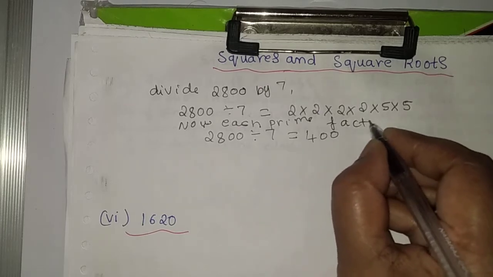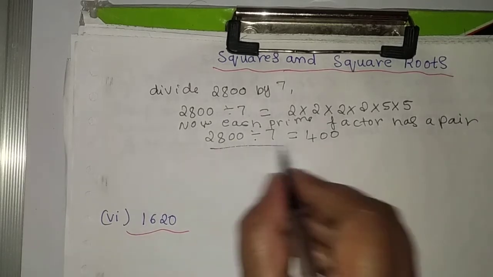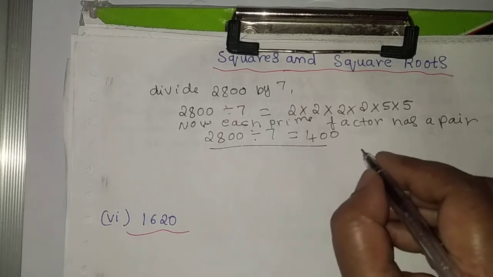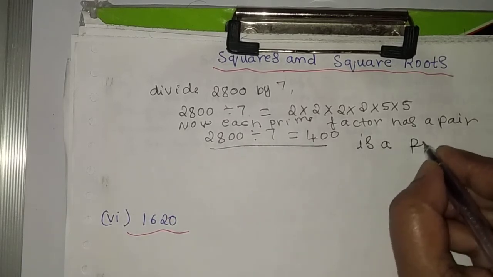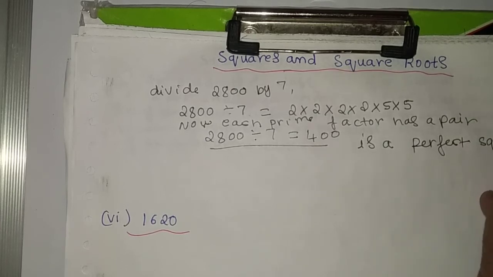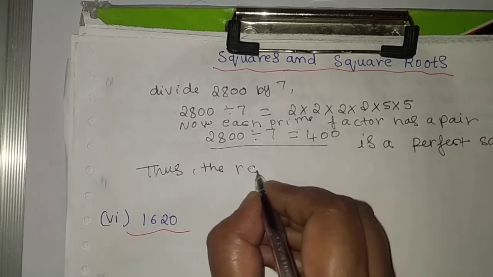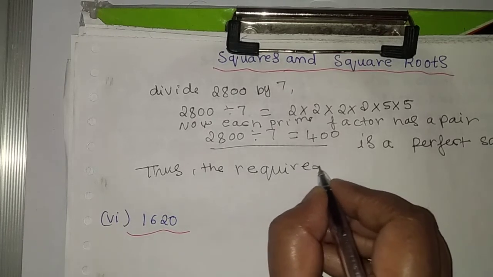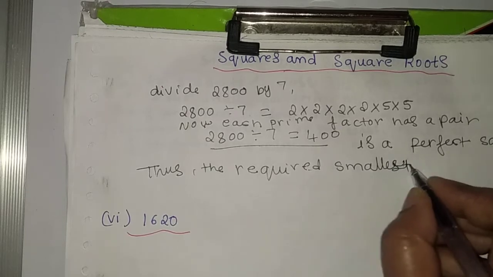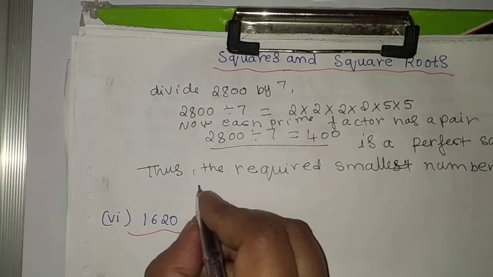So now we got 2800 divided by 7 is equal to 400, which is a perfect square. Thus the required smallest number is 7.